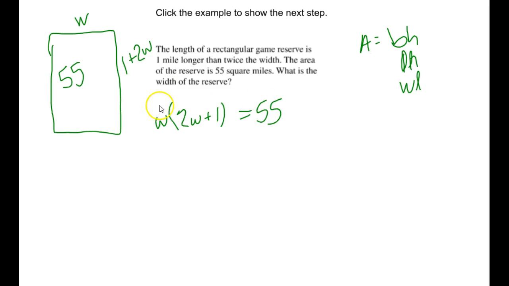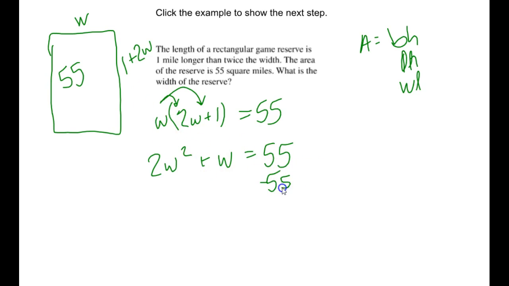So now I'm going to go ahead and use the distributive property, right? So I end up with 2W squared plus W equals 55. Now when I'm solving, I want to get everything to one side, so I subtract my 55 from both sides. So I end up with 2W squared plus W minus 55 equals 0. And I want to always get it to be 0 over here because of our zero product property.